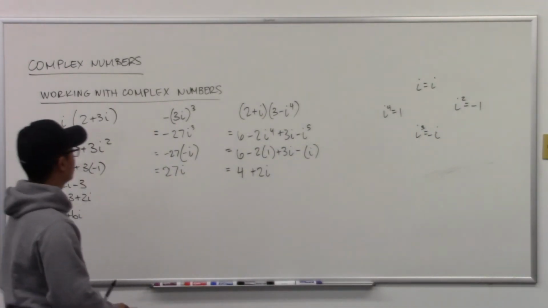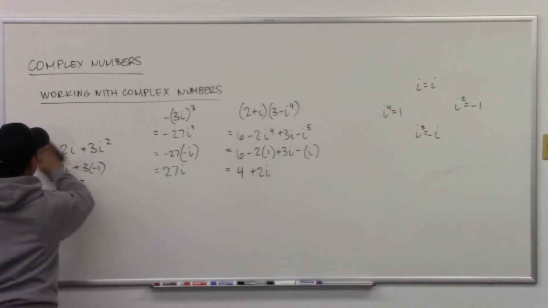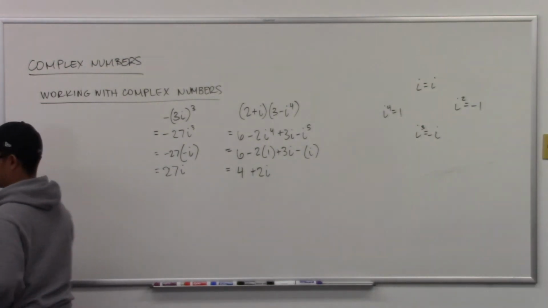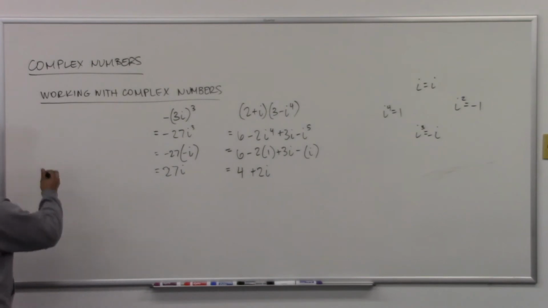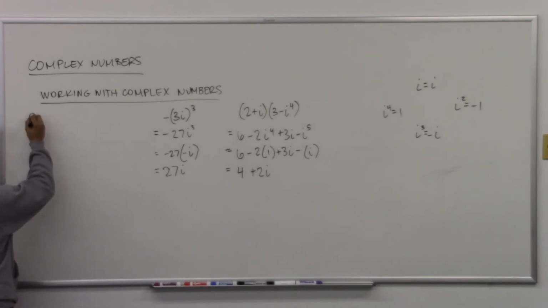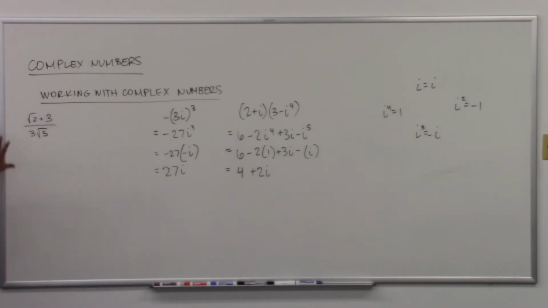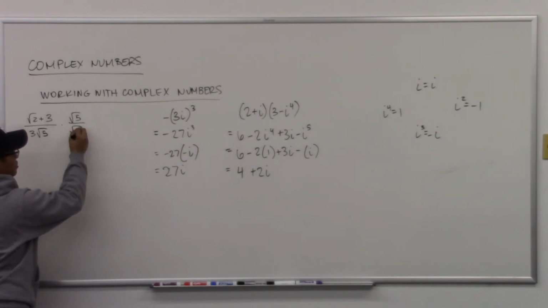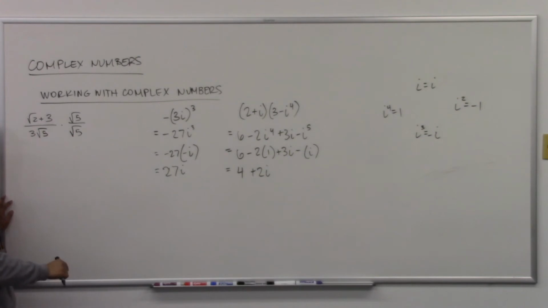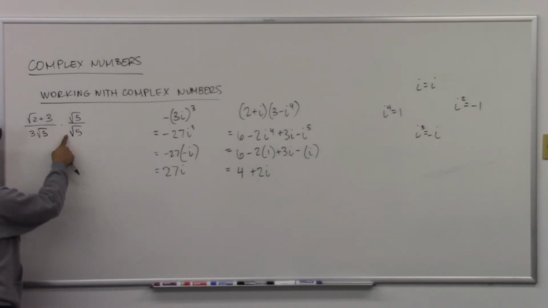There's 2 more things we got to look at. Remember that from radicals, if I got root 2 plus 3 over 3 root 5, in radicals, there's a rule. You are not allowed to leave roots in the denominator. You'd multiply both the top and the bottom by root 5. When it's a monomial in the denominator, you do not take the 3 with you.